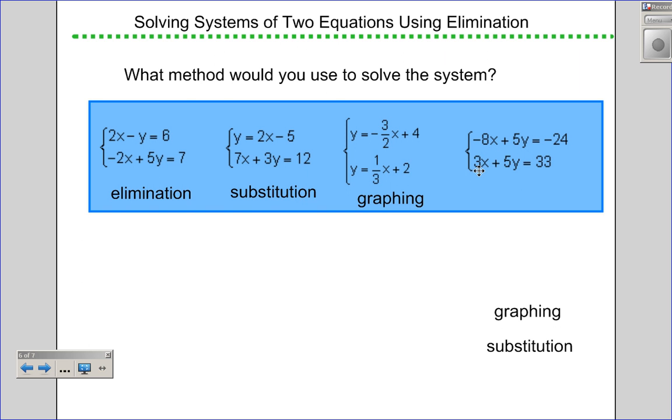-8x plus 5y equals -24. 3x plus 5y equals 33. Well, they're not written in slope-intercept form like this one, so I don't want to graph them. They're not written for one of the variables, so I don't want to use substitution necessarily. But I do notice that the 5y's are the same, so maybe I could use the elimination method for this one as well. So I would use elimination for both the first one and the last one because I have that coefficient of the 5y and the 2 and the -2x to do that.